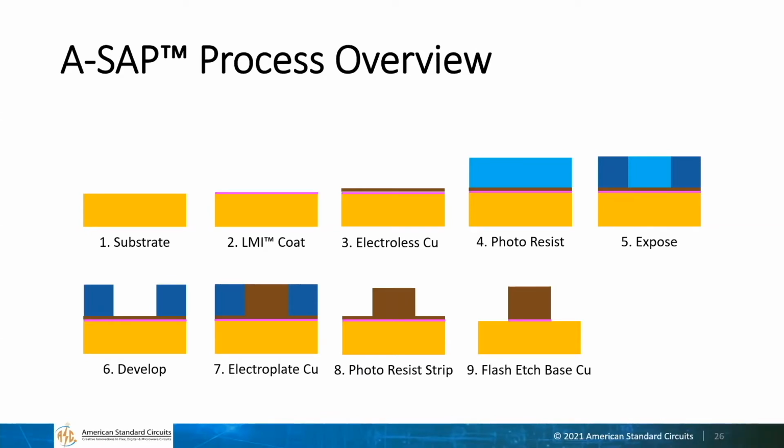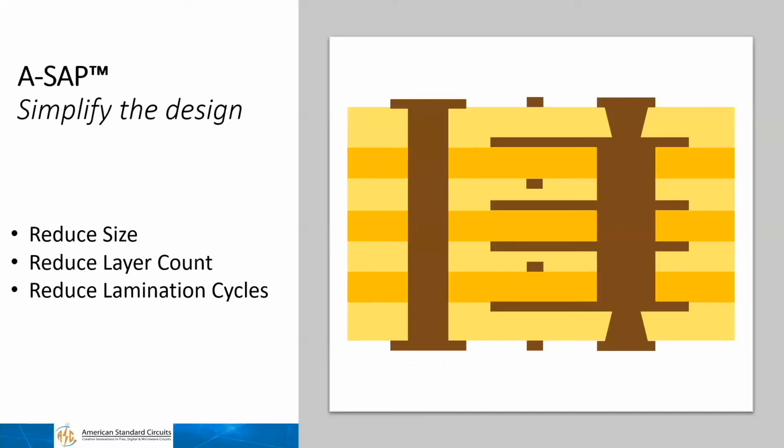And so we call this semi-additive, and A-SAP stands for Averatek semi-additive process. And we'll talk more about it later, but you get very rectangular cross sections.